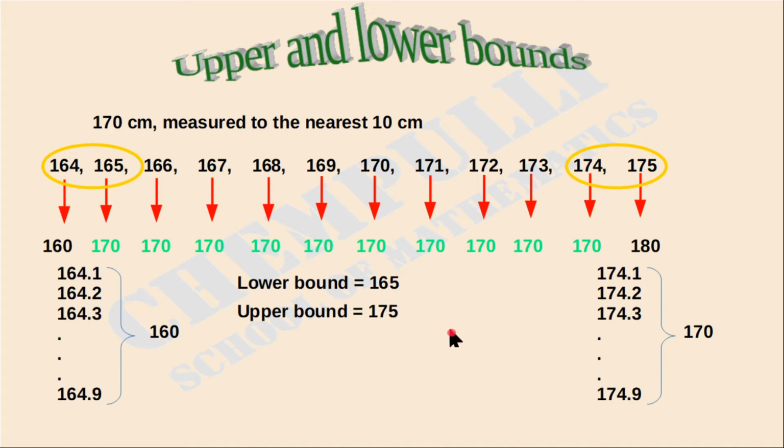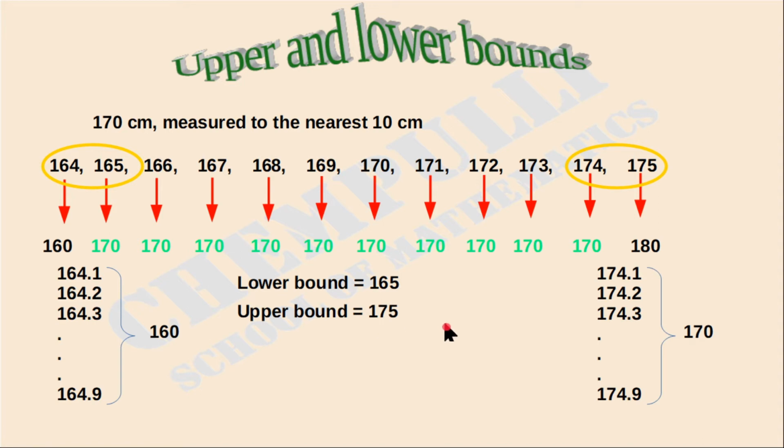What is the reason? Because we can't find the highest value that would round to 170. That's why we are taking the next number as the upper bound. That is, 175 we are taking as the upper bound. But if we round off this number, then we will not get which one? 170. We will get the next number, 180. It's very important. Note this part, upper bound.